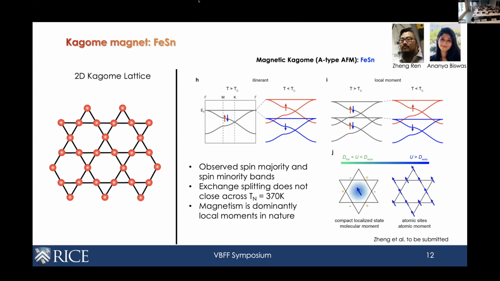And then Qimao, I guess, in his talk, will talk about a part of this, how to think about this. But here, effectively, what we're seeing experimentally is that this compact localized state can effectively act like a molecular local moment that mimics that of the atomic local moment that we have in the normal local moment picture. So this is the nature of the magnetic order we have seen.